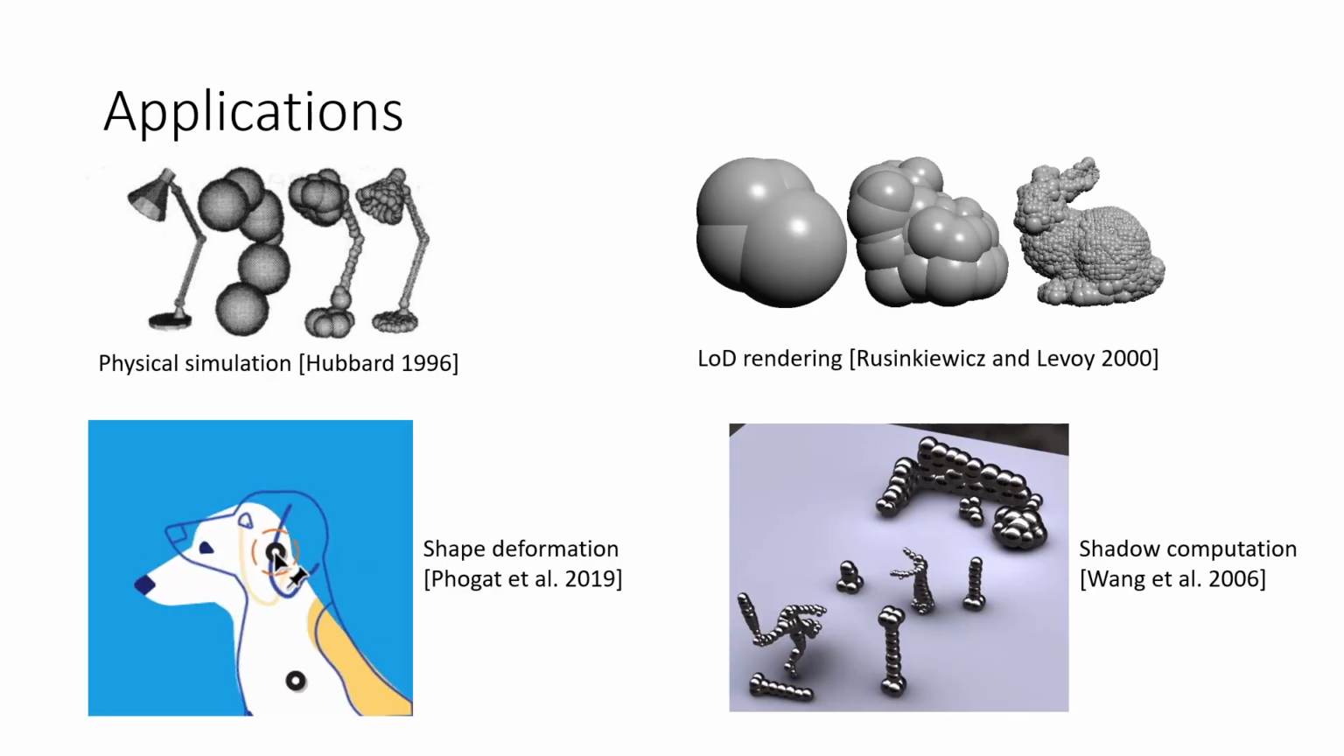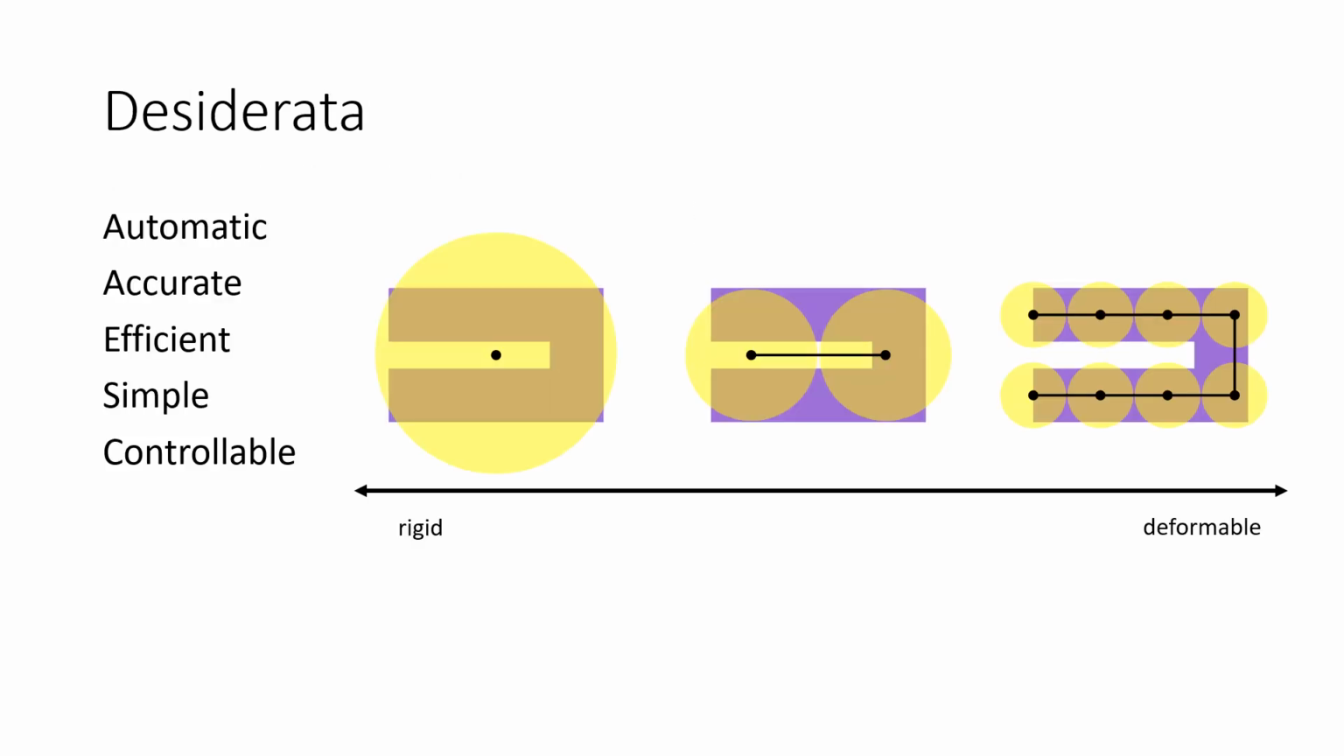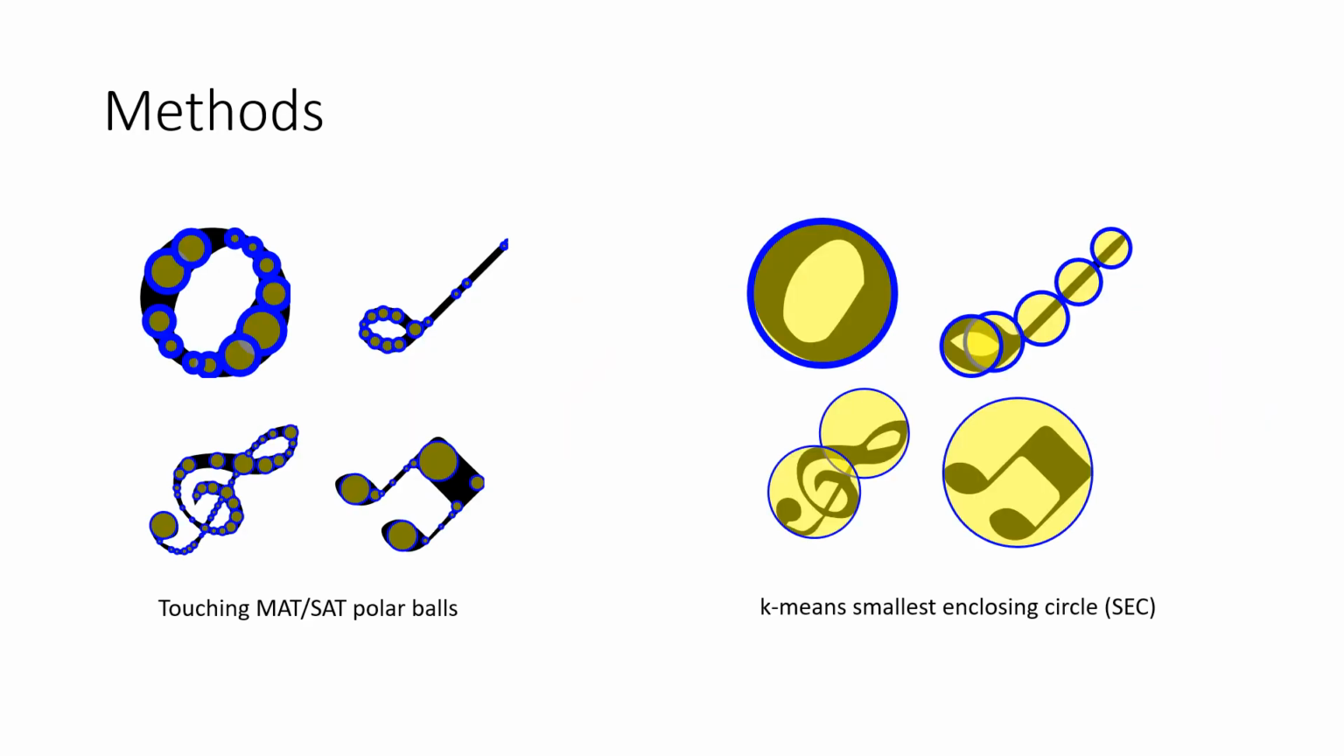This problem has a long history in computer graphics, with applications in simulation, rendering, and modeling. In addition to automatic computation, the samples should accurately represent the shapes. The computation should be efficient and simple to implement. The number of samples should be small, and controllable depending on the intended applications, such as whether the shape is rigid or deformable. Now let's talk about our two methods, with different characteristics in representing shapes with spheres.